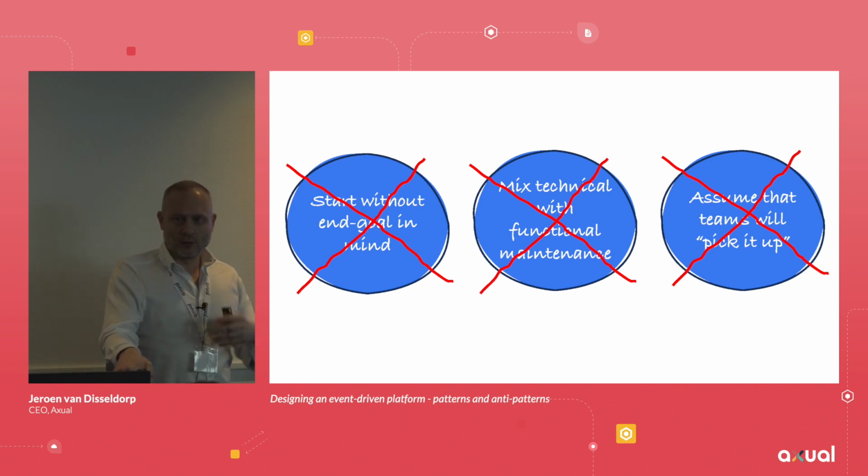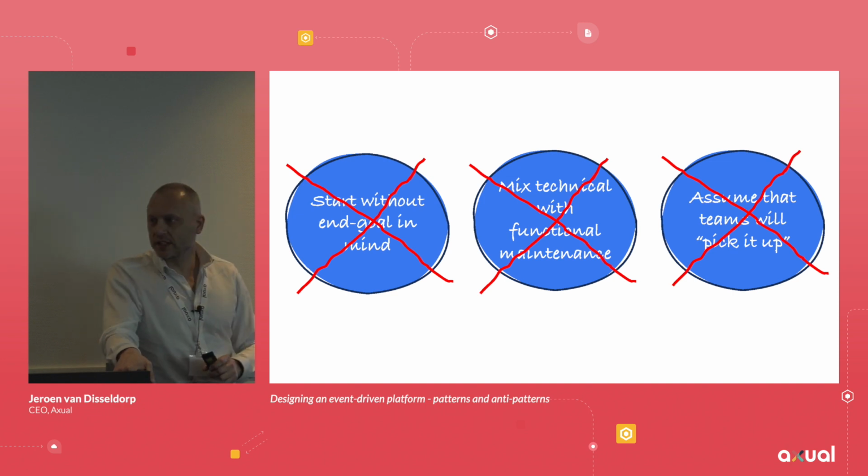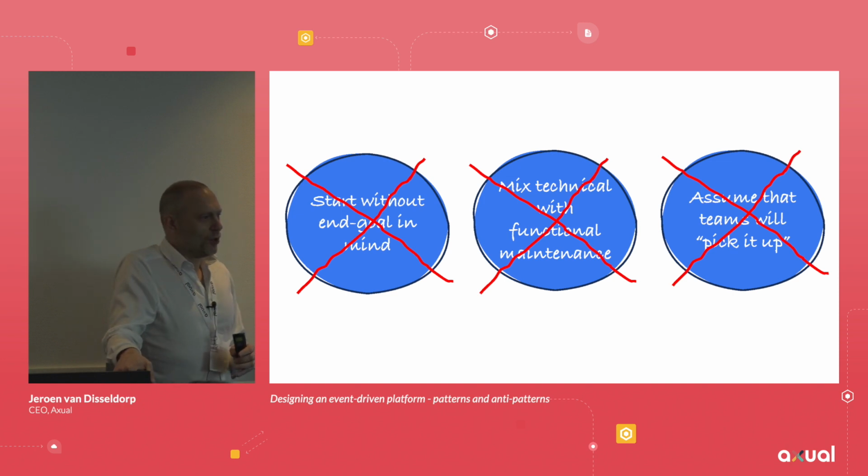You want to split that. You want teams to just help themselves and not be responsible for any configuration changes or any configuration omissions. So mixing that is another bad practice. And the last one, assuming that teams will just pick this up, is also just a wrong assumption.